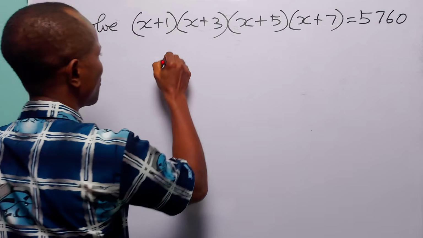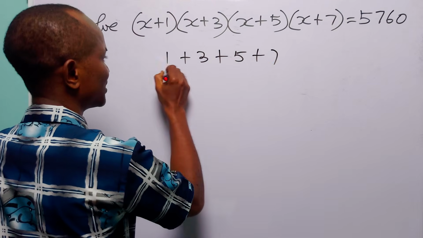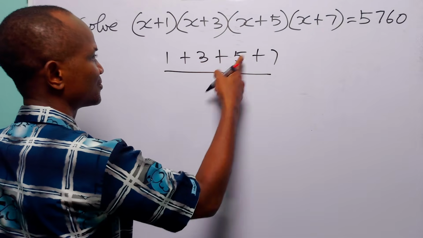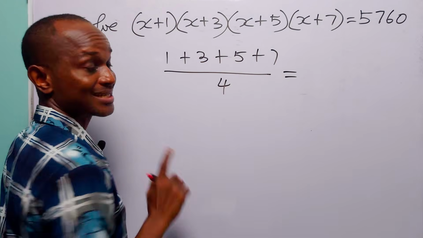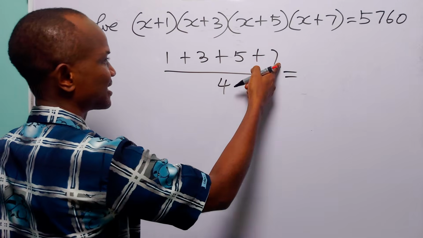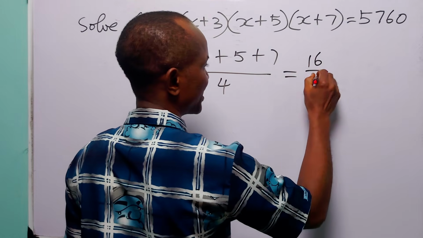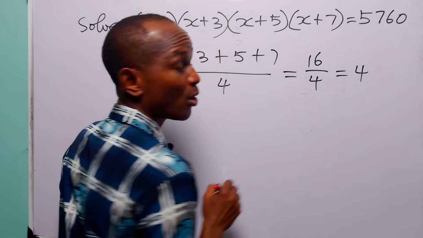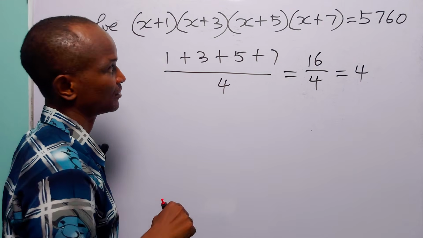We have 1 plus 3 plus 5 plus 7 divided by 4. Now 3 plus 5 is equal to 8 and 1 plus 7 is equal to 8. 8 plus 8 is 16, divided by 4. This is equal to 4. So the first thing we are going to do is a substitution.